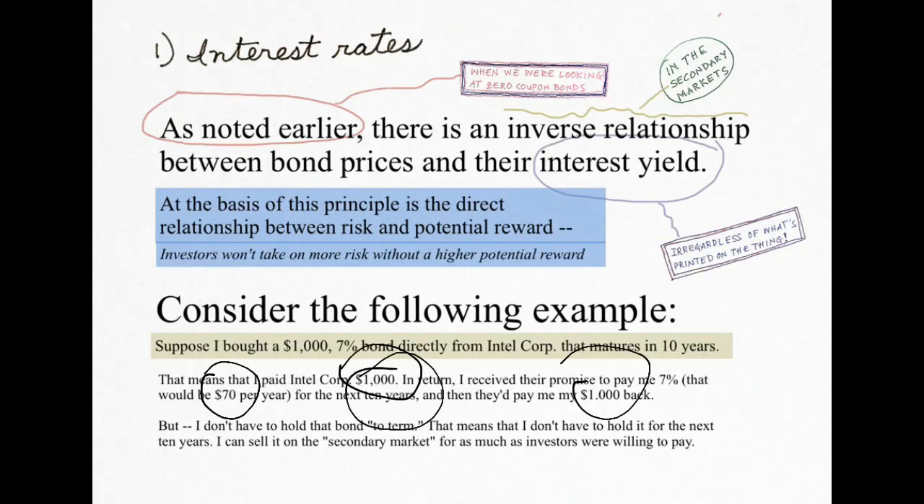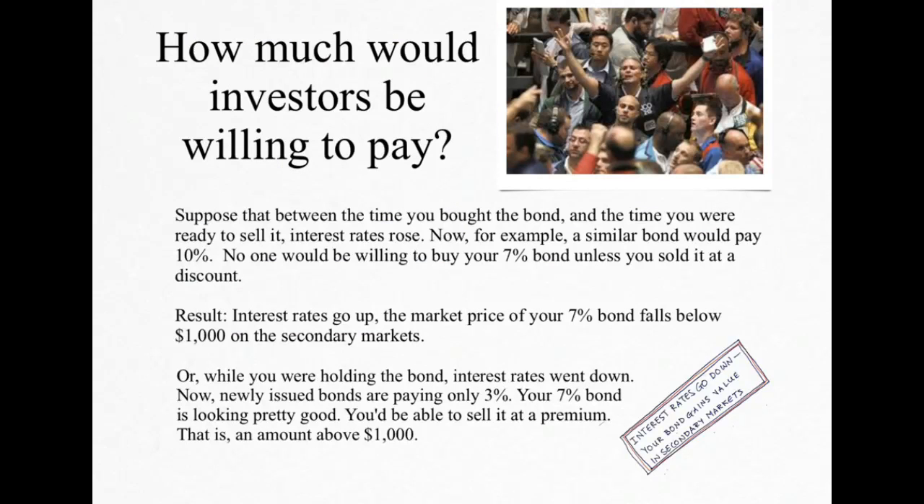But I don't have to hold that bond until it matures. At some point before it matures, I could sell it on the secondary market. Suppose, for example, that after holding this bond for 2 years, I'd want to sell it and get some cash. So, how much would bond investors be willing to pay for that bond? Let's suppose that in the 2-year period in which I was holding the bond, interest rates on newly issued bonds, those within the same risk category, rose to 10%.